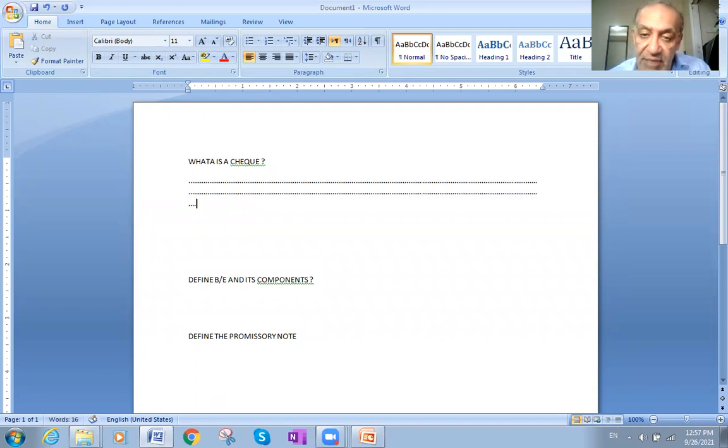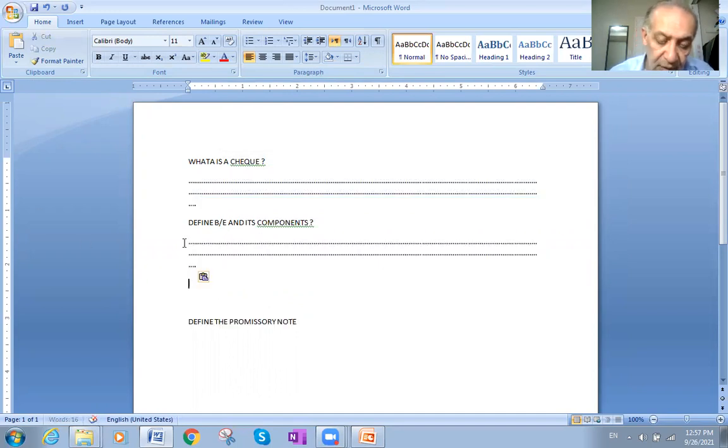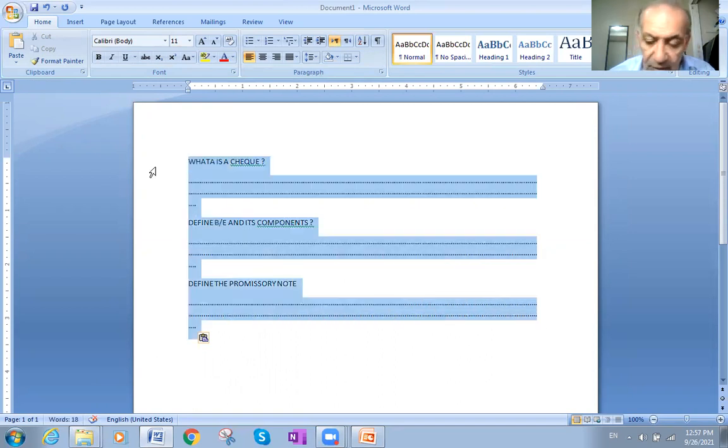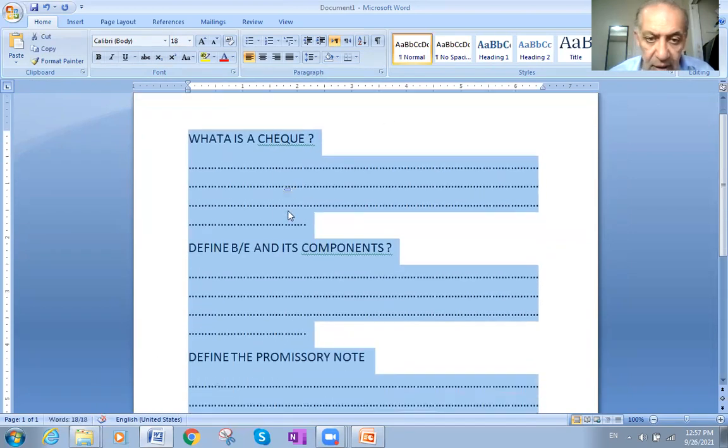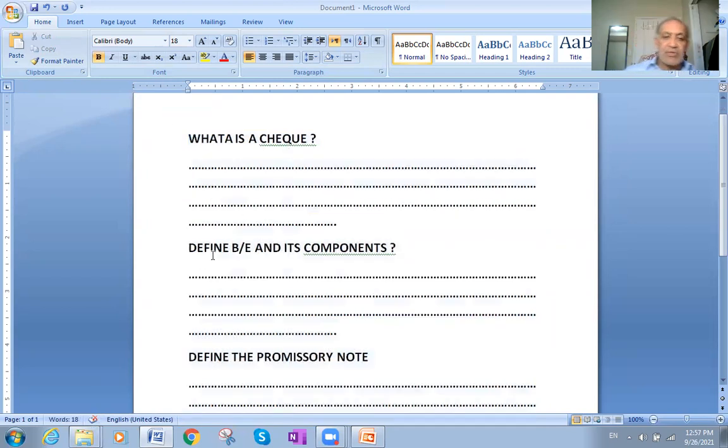This is the first question. What's a check? And we said the spelling of the word check is different between the British and the Americans. So here are our three questions of today. Question 1, what is the check? Question 2, define the B/E, which is a bill of exchange, and its components. The components are the drawer and the drawee and the payee, like we said. Question 3, define the promissory note also.